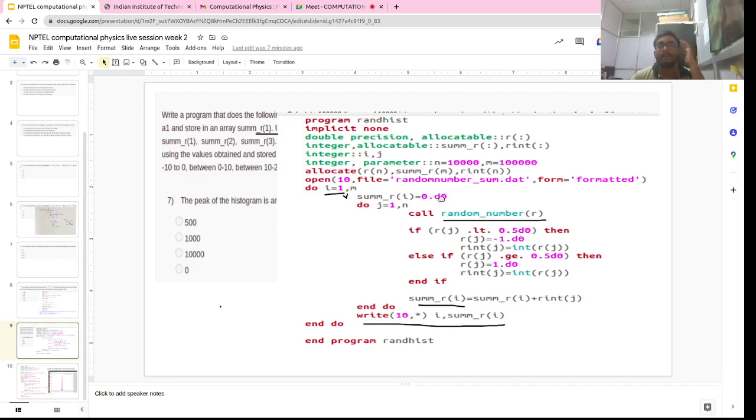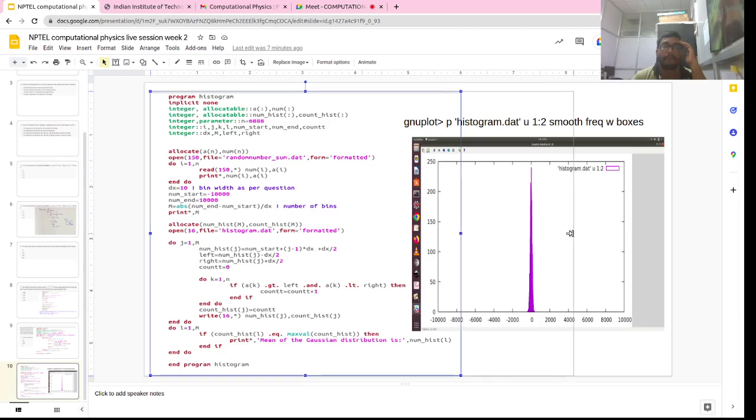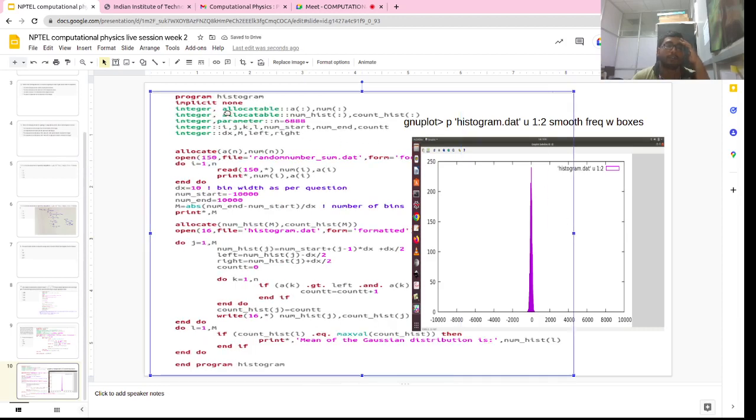And then we have the summation of the random numbers generated in a particular dat file, and then what we need to do is the histogram. So I wrote another program. I was trying to run the program on my laptop and it was taking so much time, so I just dumped the first code when it had calculated 6888 sums, and then I moved on to this program.